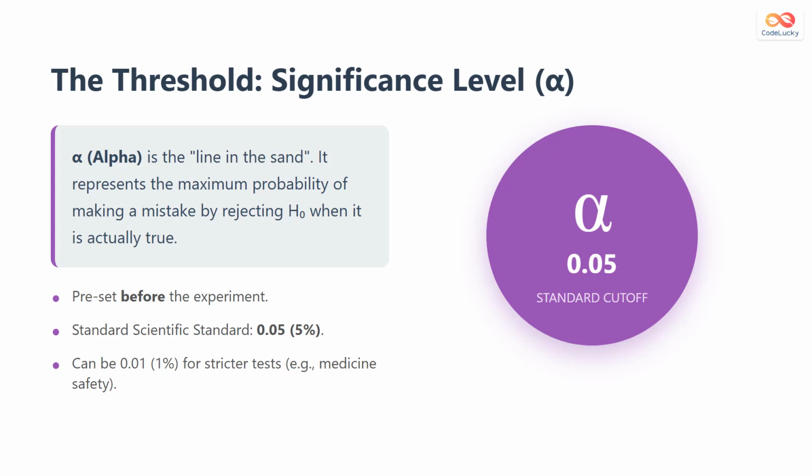Before we even look at data, we must set a standard. How much proof do we need? This is called alpha, or the significance level. Alpha is our risk tolerance. It is the probability we are willing to accept of making a mistake by rejecting the null hypothesis when it's actually true. The scientific standard is usually 0.05 or 5%. Think of this as a line in the sand. If the chance of a coincidence is lower than this, we will consider the evidence real.